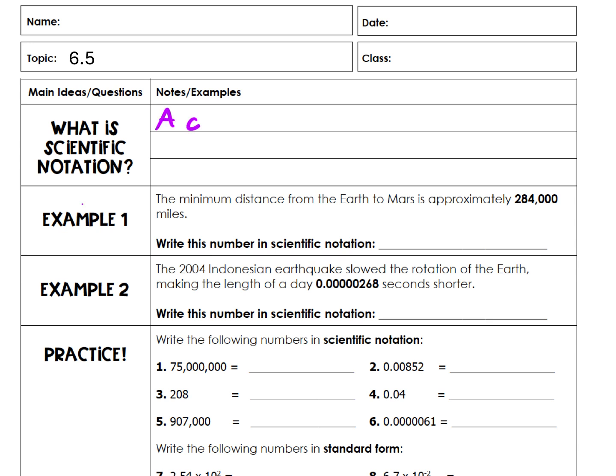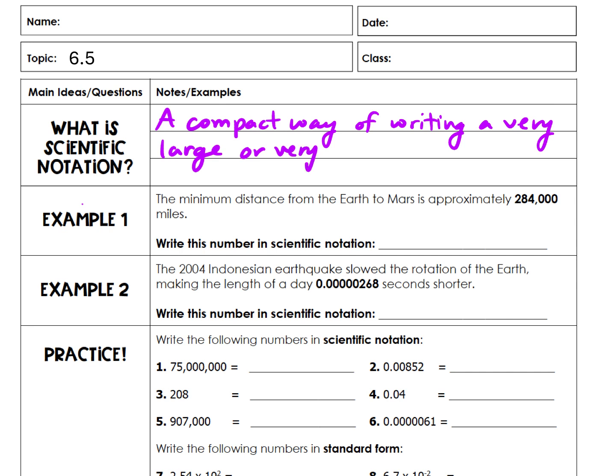This is a compact way of writing very large or very small numbers. I tell my kids that all the time. Suck it up, Buttercup. Are you recording? I am recording. Okay. This gets used a lot by scientists and mathematicians.